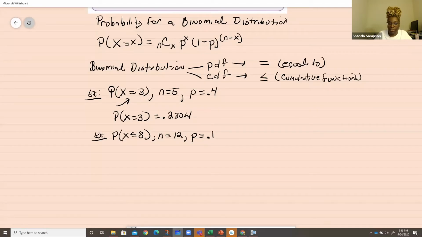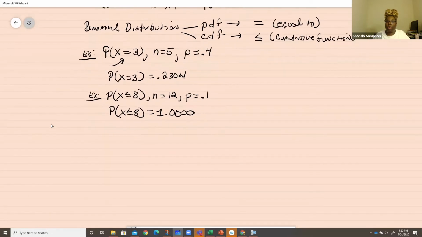But so the answer that should be written is the probability that X is less than or equal to 8 equals 1, to 4 decimal places, because you need 4 decimal places, whether it's a 0 or not. So those are the easy ones where you're already given an equal to or less than or equal to. So let's switch up how it looks and also switch up what we're asking.